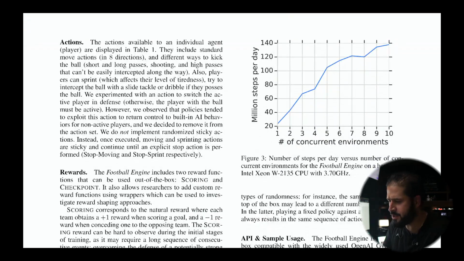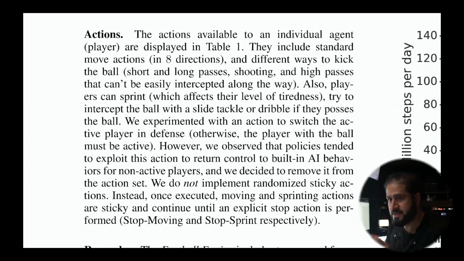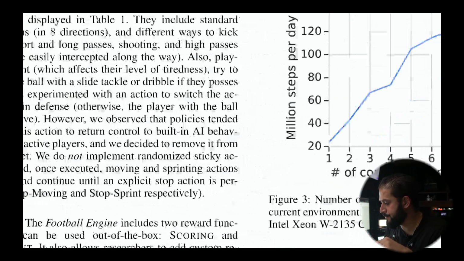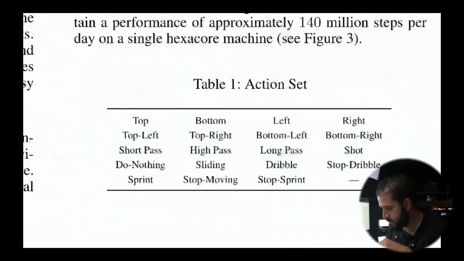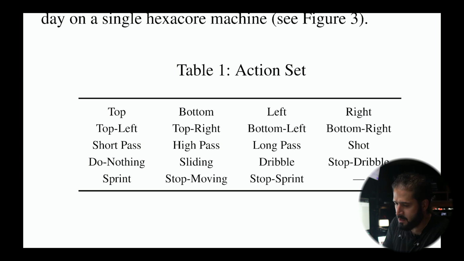If we continue here, we can see that the actions available to an individual agent player are displayed in table 1, which is somewhere in here. Where's table 1? All right, so those are the actions. There it is. So the actions are like when you play the Nintendo or whatever. Oh, I'm showing my age. Sorry about that. Whatever it is that people use now. PlayStation, there you go. Or Xbox.